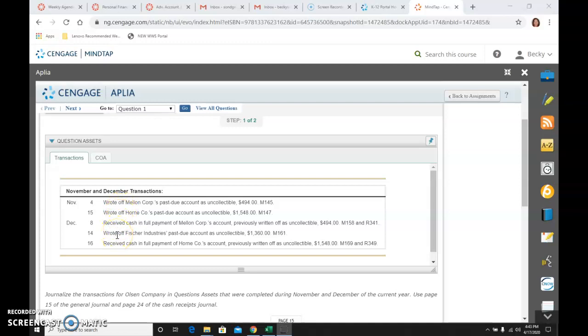accounts that are uncollectible. Whenever I write off an account, then I am going to debit the allowance for uncollectible accounts to reduce it, and I'm going to credit accounts receivable with the name of the company to reduce it.